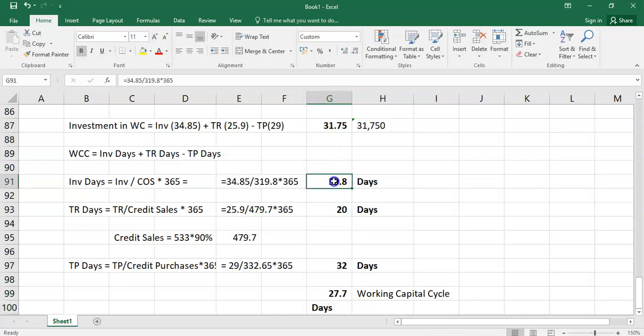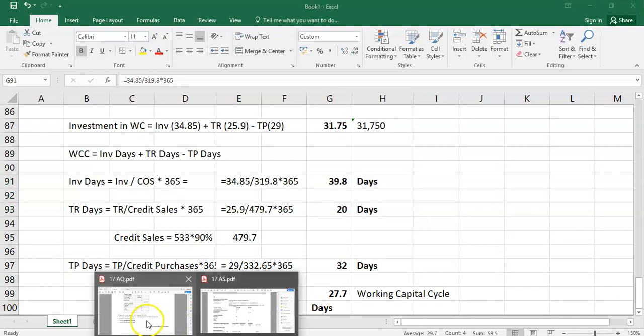So you want to have inventory days and trade receivable days as low as possible. You want to have trade payable days as high as possible. But as we've seen when you study working capital management, there are limits in terms of how far you can go with either of those. So that's a good question. It's an applied style question for 10 marks.